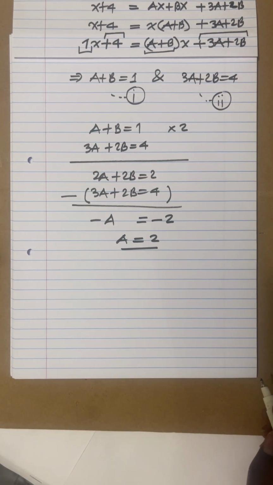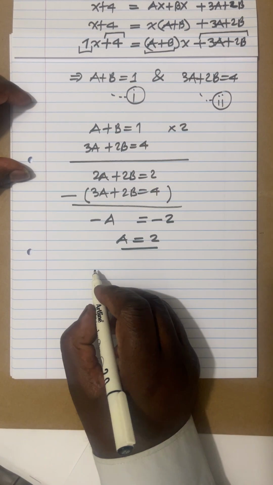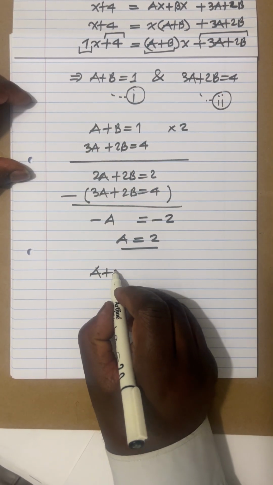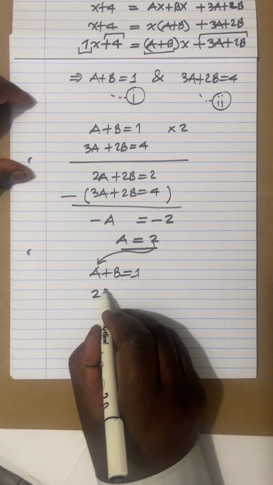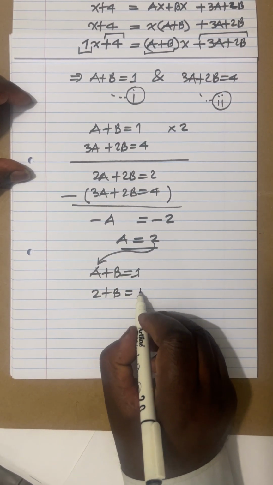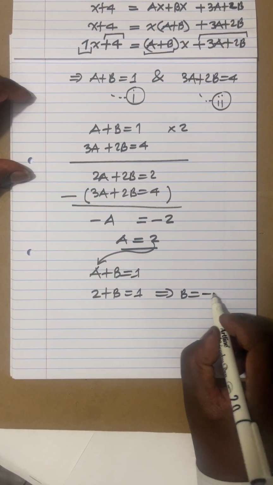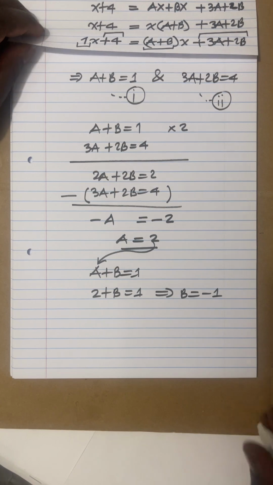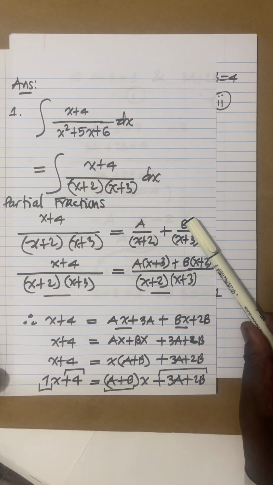Now that I know the value of A, I must come back either here or there to determine the value of B. So I'm going to take the first one here because it's easier. We know that A plus B equals 1. This number here must come there. So we have 2 now plus B equals 1. And what is B equal to? B equals 1 minus 2, the answer is minus 1. Now notice something here. A is 2, B is minus 1. We come back and put 2 there and minus 1 there.